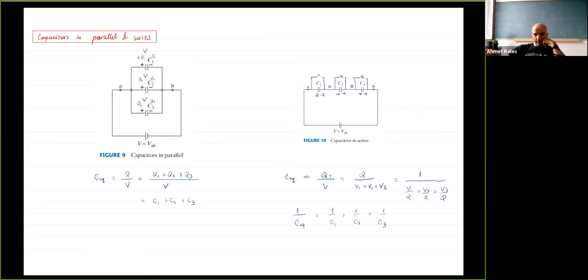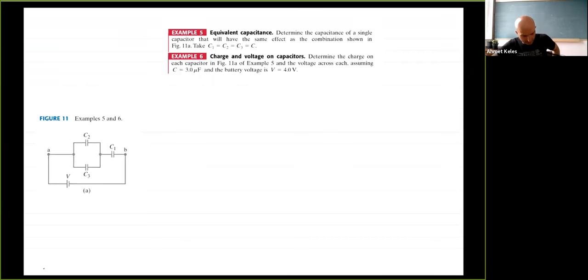All right? Let's do these two examples and finish it. So this is example 5 from your book. Determine the capacitance of a single capacitor that will have the same effect as the combination shown in the figure. And let's take C1 equal to C2 equal to C3. So first I take this part and change it with something equivalent. So it's like, let's connect this, something like that.